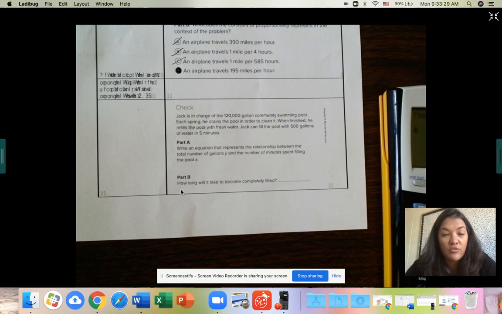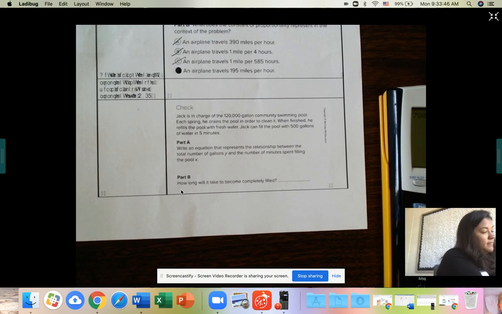Write an equation that represents the relationship between the total number of gallons Y and the number of minutes spent filling up the pool X. Part B says, how long will it take it to become completely filled? Okay, here we go. So we're applying what we have just talked about.